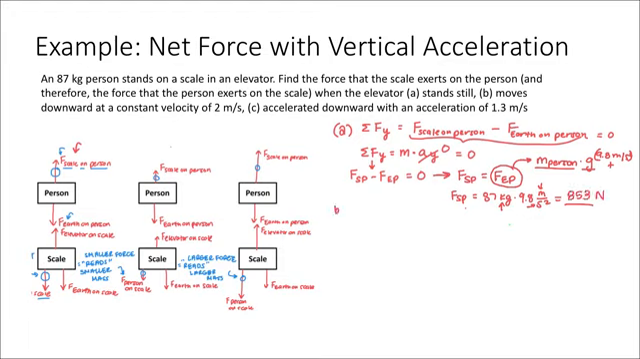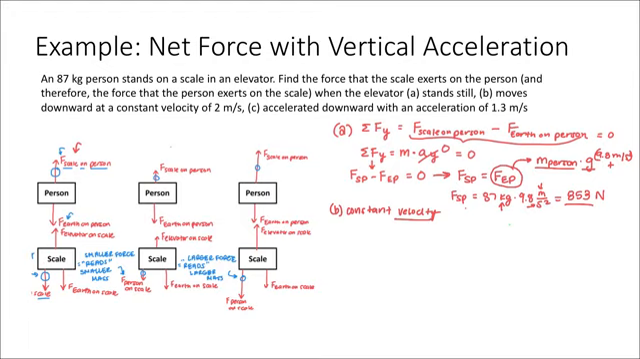All right, now for B, we're told that the elevator is moving downward at a constant velocity. Now I want you to think: if the elevator is traveling at a constant velocity, what is the acceleration of both the elevator and the person? If you said 0, you'd be right.